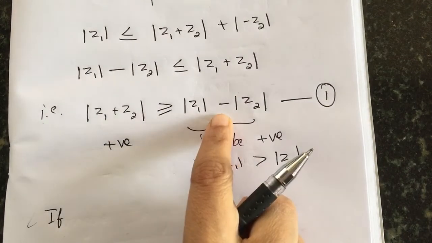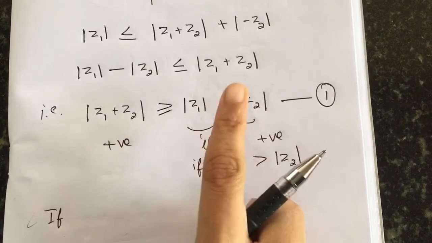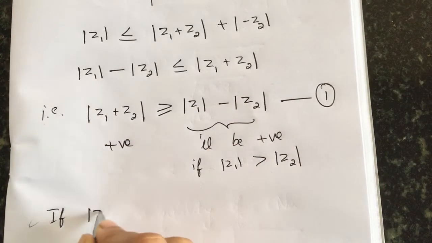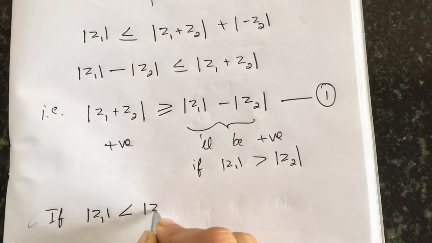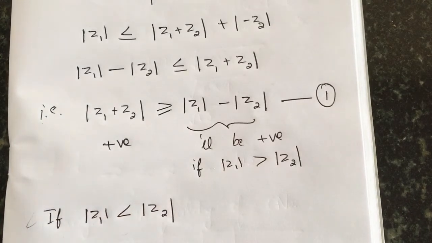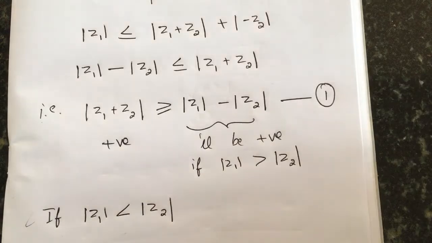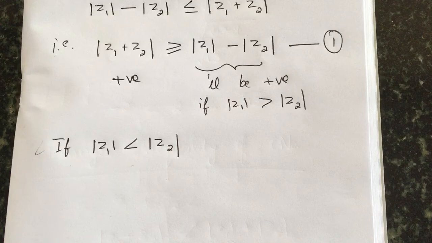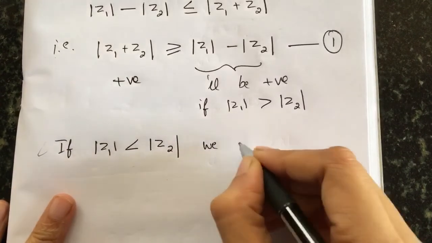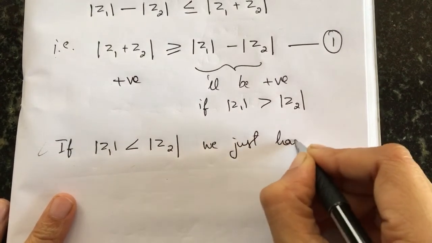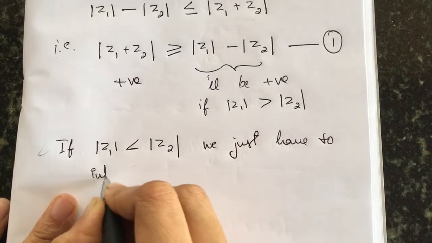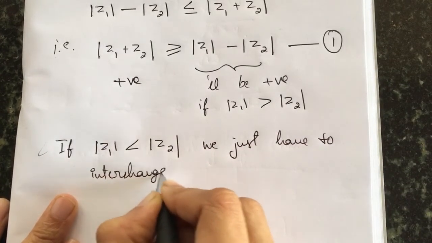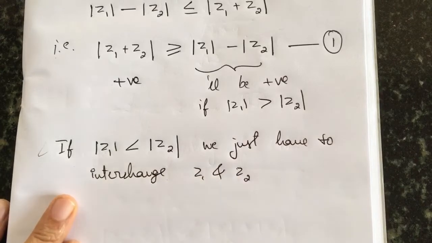This will be negative when mod z1 is less than mod z2, right? When mod z1 is less than mod z2, we just have to interchange the complex numbers z1 and z2. I'll do it. Complex numbers z1 and z2.